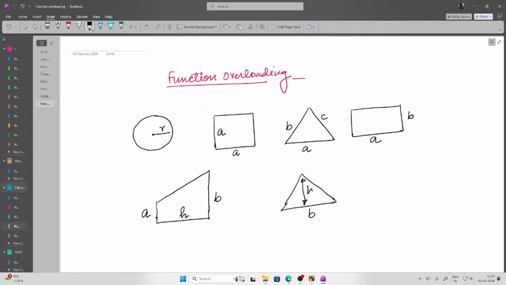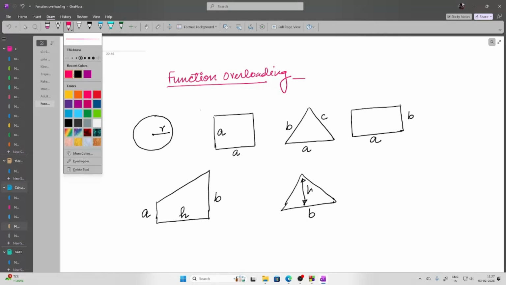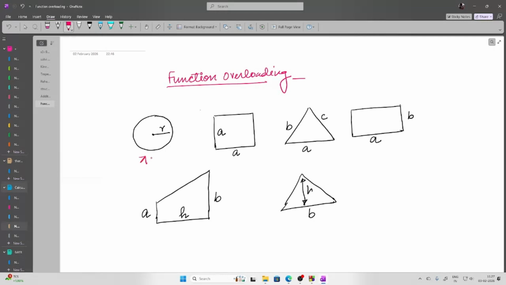So if I want to write functions for them, then they should be different, isn't it? Because they are performing the same task, that is, let's say area or perimeter evaluation, but for different shapes. For a circle, the area is pi r square. For a square, it is a square.